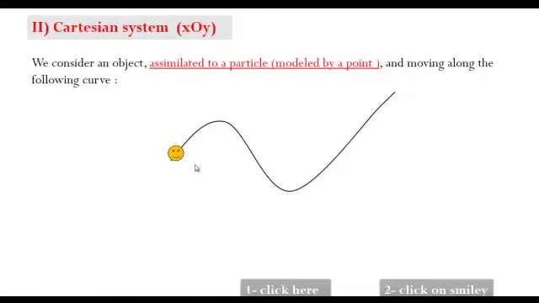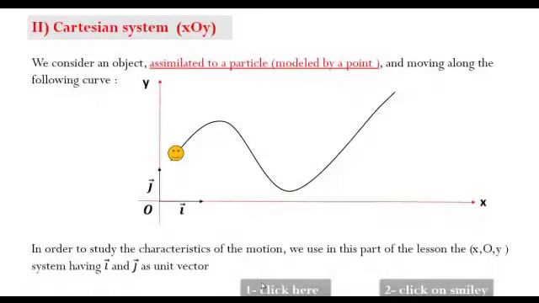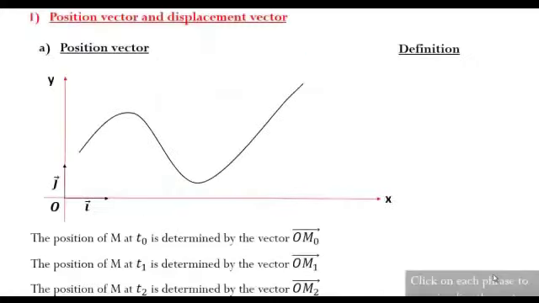So first, we trace the system, which is the xOy system, which has two unit vectors, i and j. And then we notice that this object is moving. So now I want to know the position of this object, for example, at t0, its position at t1, its position at t2. So what do we mean by position on the graph?